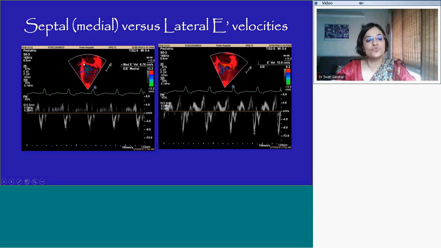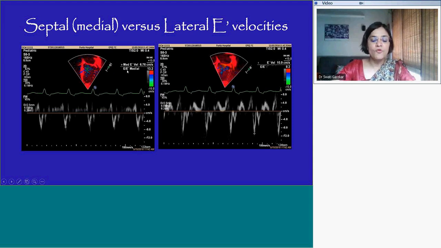There are two schools of thought, but the most current one is it's better to average out. Out of E prime and the A prime, we concentrate on the E prime and average out the septal and lateral and use it for analysis. You know, one is 6.7, the other is 10, so what should I use? If the normal is 8, let's say for a particular age range, then you average the two and look at the mean number.